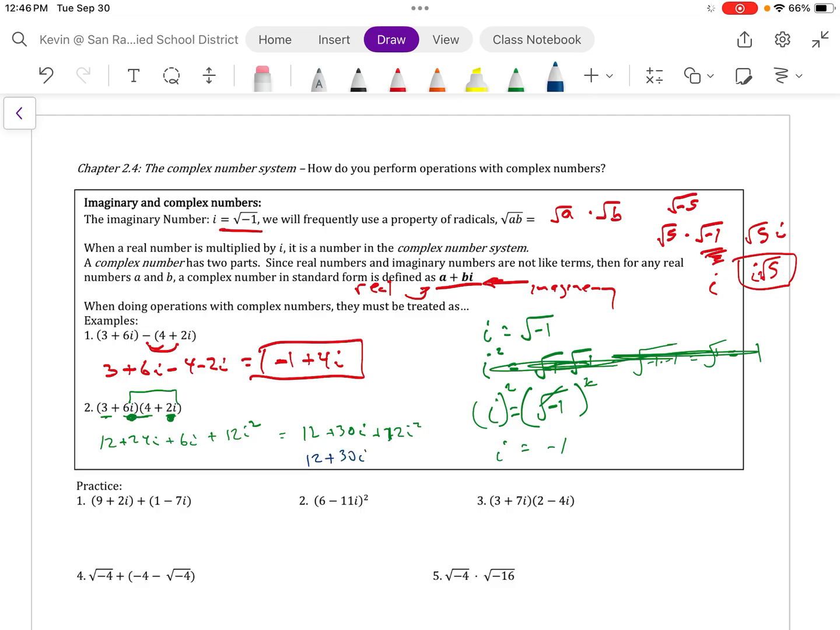Let's go back to our problem. This would be 12 plus 30i. And since 12 times i squared is the same as 12 times negative 1, that would be negative 12. So this is minus 12. 12 minus 12 cancels out, and that leaves us with 30i. And that is a complex number. It's the same as saying 0 plus 30i, a plus bi. But we're not going to write 0 plus 30i because it's 0. We just write 30i. But it is a complex number.